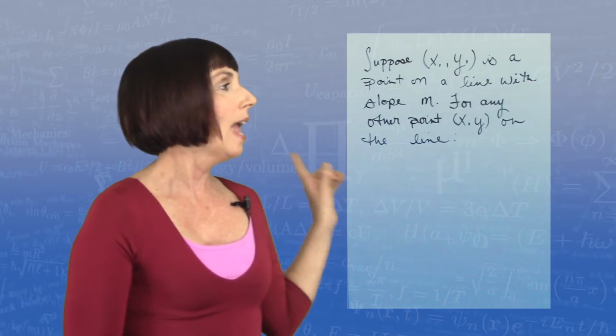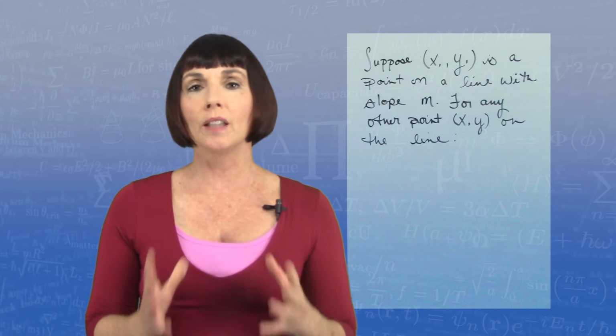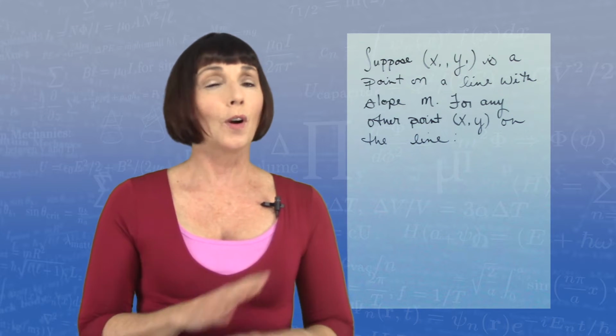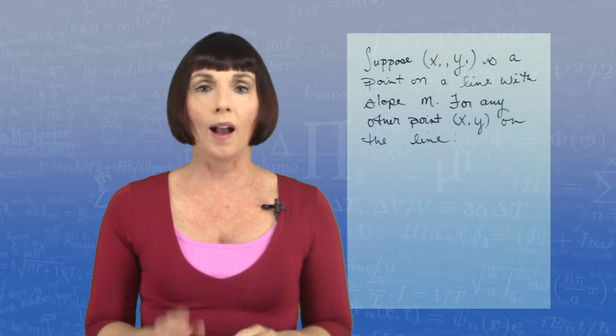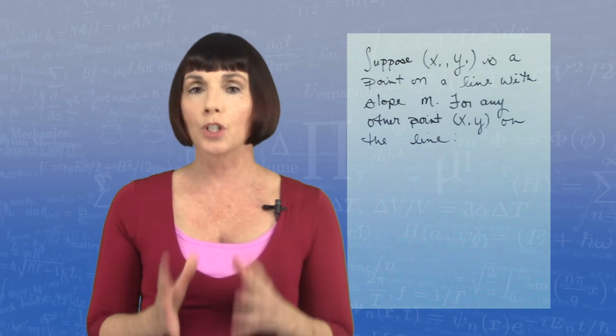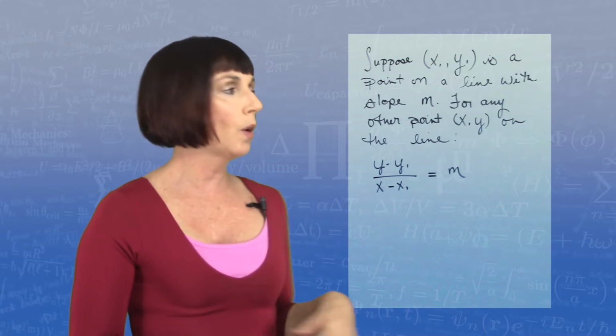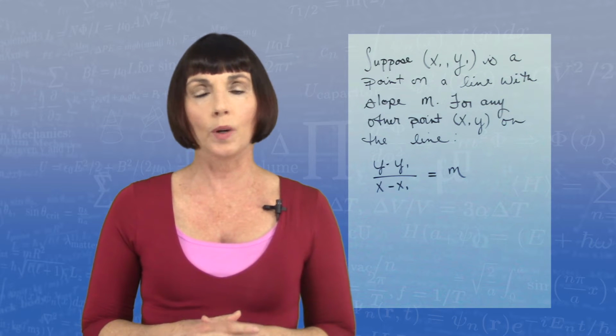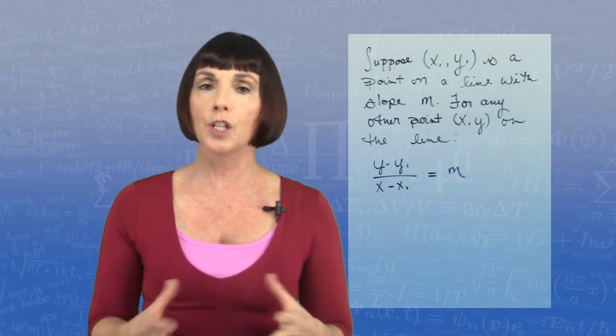Suppose that (x1, y1) is a point on a line with slope m. For any other point (x, y) on that line, the slope will be the difference in the y-coordinates over the difference in the x-coordinates. That's just from the definition of slope.